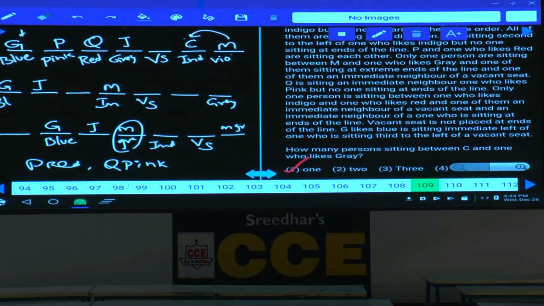Then question number 109, how many persons are seated between C and the one who likes grey? C and grey, how many persons are there? There is no person between these two. It is a vacant seat, hence none, that is given in choice 5.